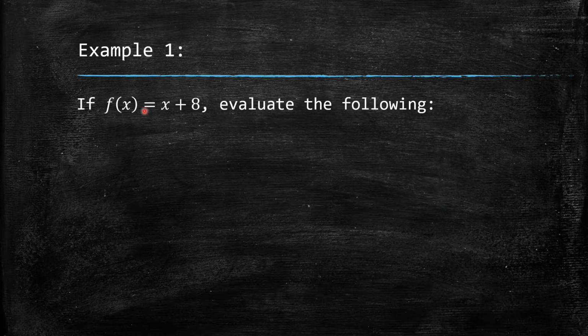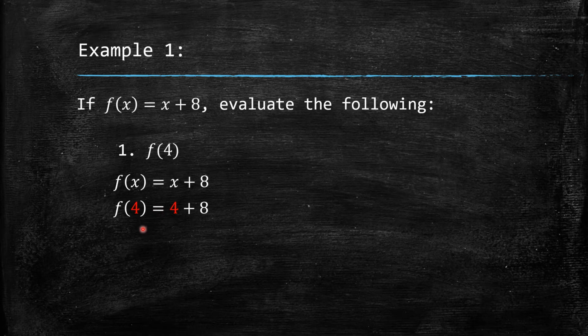Now let's have another example. If f of x is equal to x plus 8, evaluate the following. Number 1, f of 4. So to solve, first is to use the given function, f of x equals x plus 8. Next, replace the value of x. And now, the value of x is 4. So we will have f of 4 equals 4 plus 8. And then simplify. The answer is f of 4 equals 12.